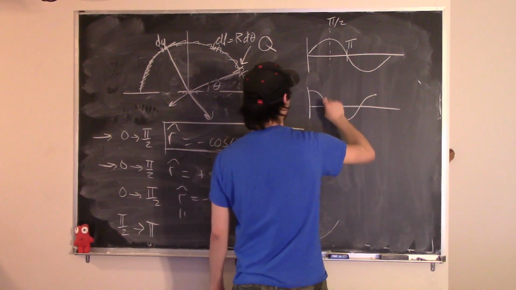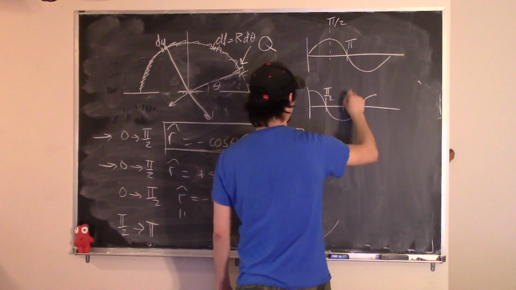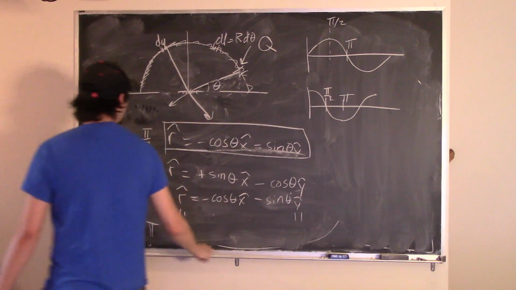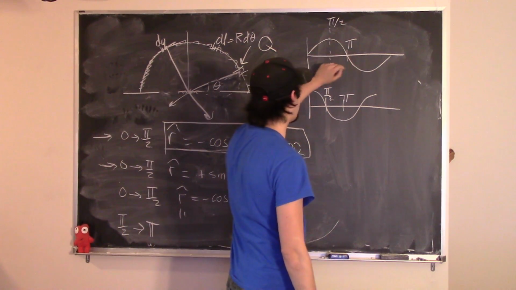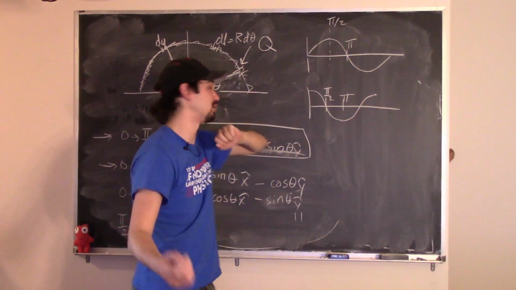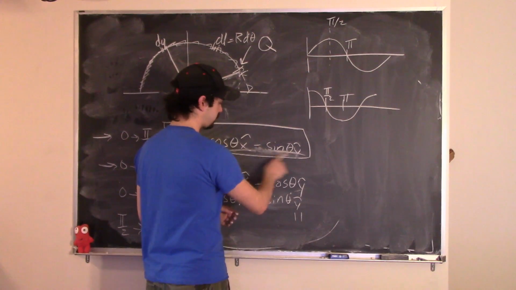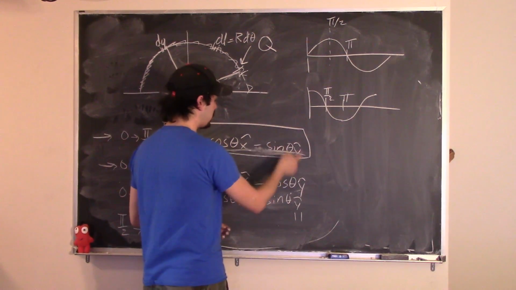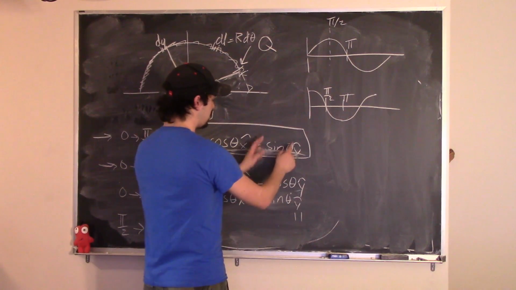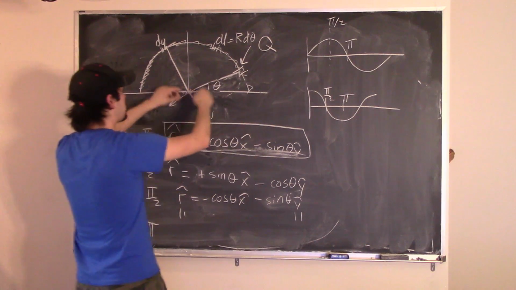So this is pi over 2, and this is pi. What we can see here is that for the interval from 0 to pi, sine is always positive. So whatever I plug in here is always going to give me a value that's positive, and then I multiply it by a negative. That's always going to give me something negative, which is what I need, right?